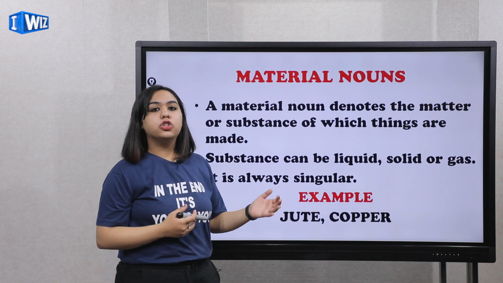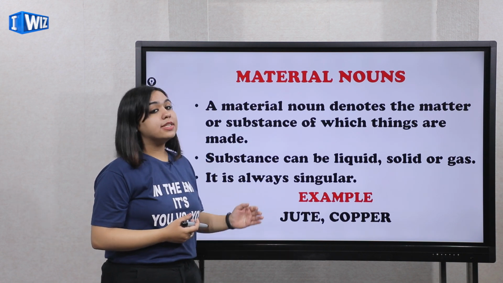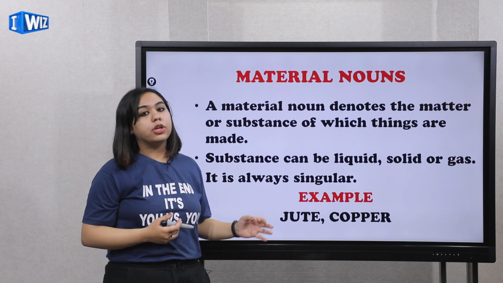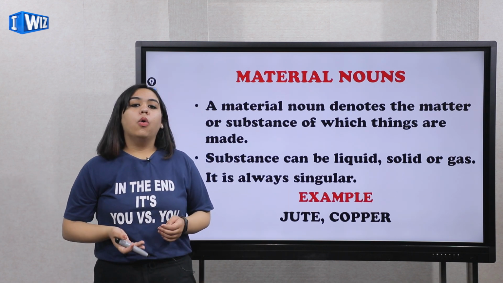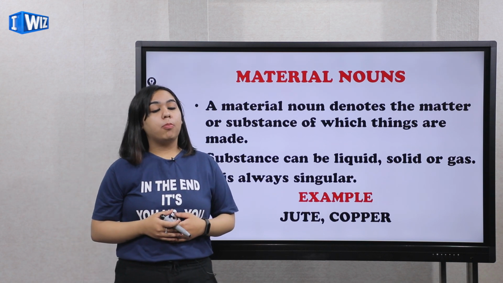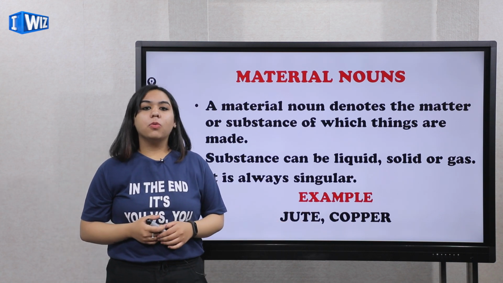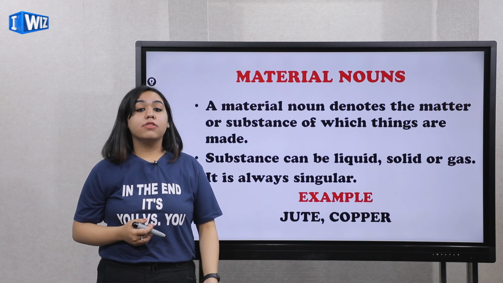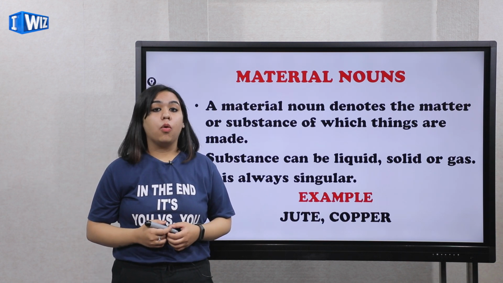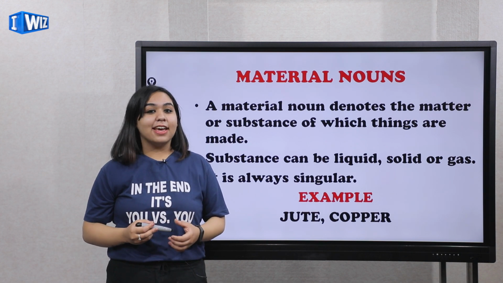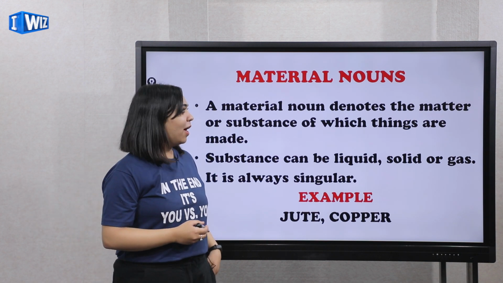Substance can be liquid, solid, or gas. It is always singular. Example, jute and copper. For example, anything that is made out of something. Say you tell me, ma'am, I like your bag. What is it made up of? Then I will say, oh, it's a jute bag. Or I will say, this bag is made up of jute. So here, jute will be a noun. What kind of a noun would it be? Yes, it will be a material noun.